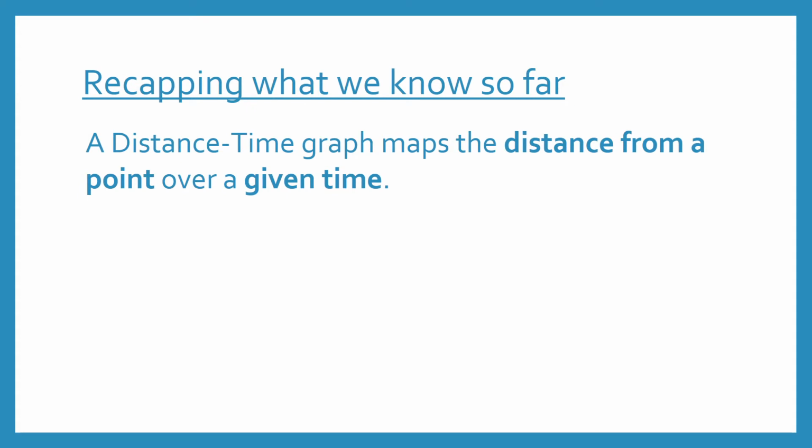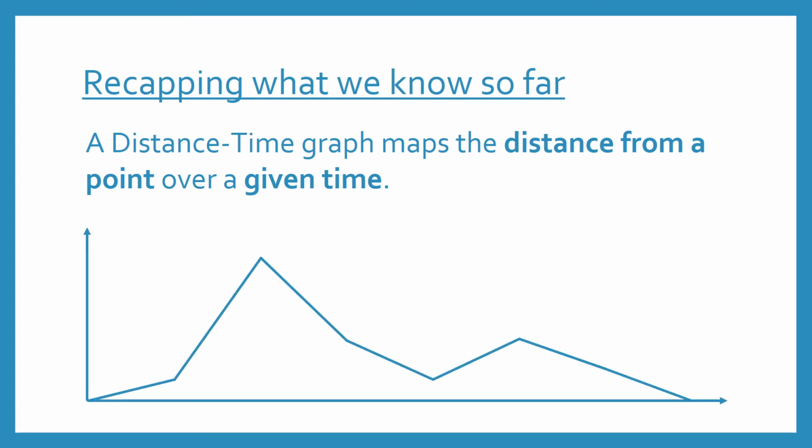So we have looked at distance time graphs already. These just map the distance from a point, so say our starting point, over a given time. So here's an example of a distance time graph, and we're just going to look at what we do remember from when we looked at them before. So we'll start off by remembering what goes down this axis here. Okay, so down this axis, we put our distance. So this is our distance from our starting point.